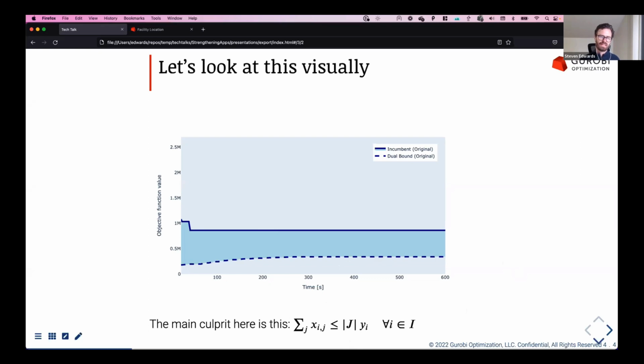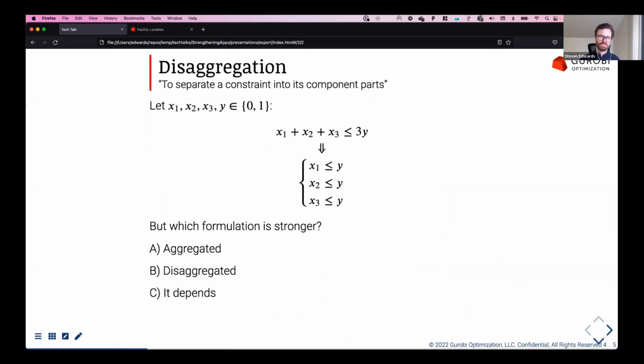So that leads me to the point that I want to discuss in my section, which is called disaggregation. This is a technique where you separate a constraint into its component parts. If we take a simplified version, with 4 decision variables, all binary, and our constraint used to be x1 plus x2 plus x3 is less than or equal to 3y, we can separate this out into its component parts, where each of the variables is considered in its own constraint. The logic for the integer solutions is still the same. If any of the x's are 1, then y also has to be 1. If y is 0, then all of the x's have to be 0.